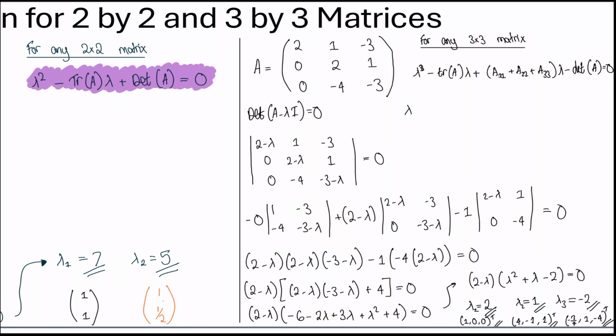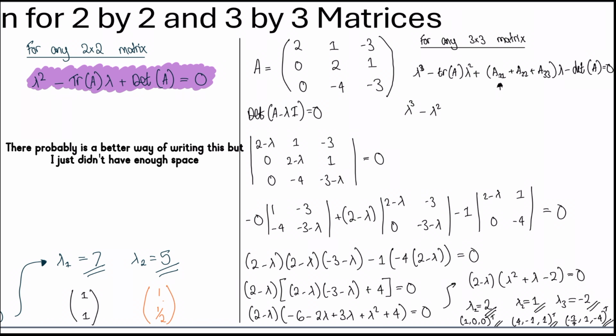This should be cubed. So we get lambda cubed minus the trace, which is just all the elements in the leading diagonal added together, which is just 1. So we get lambda cubed minus lambda squared. Now, this is just the determinants of the matrix of minors for the element A11.